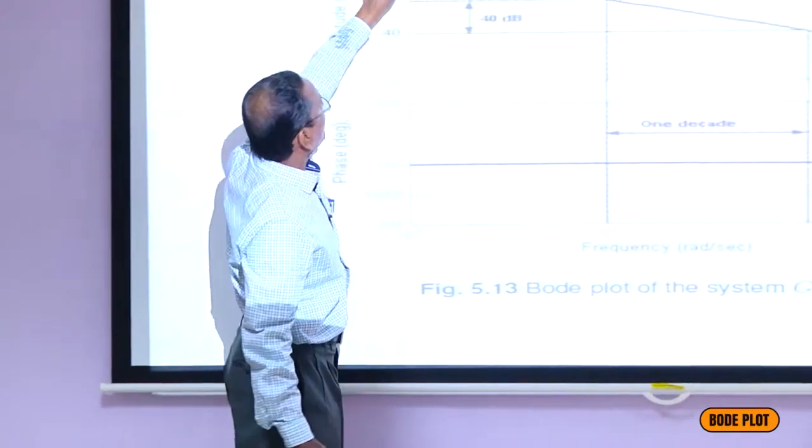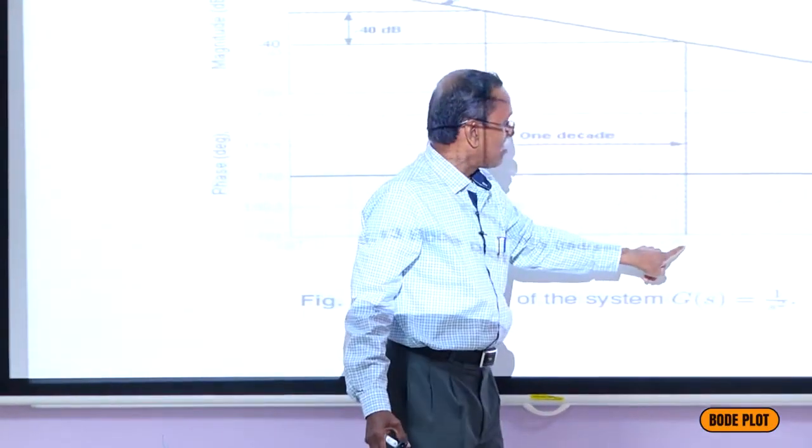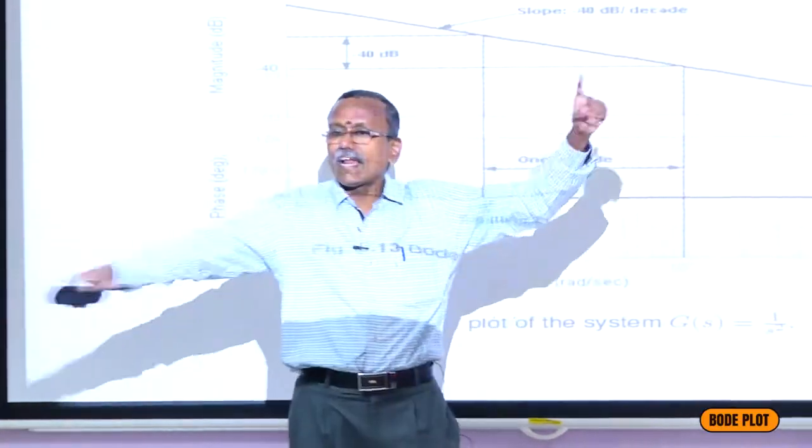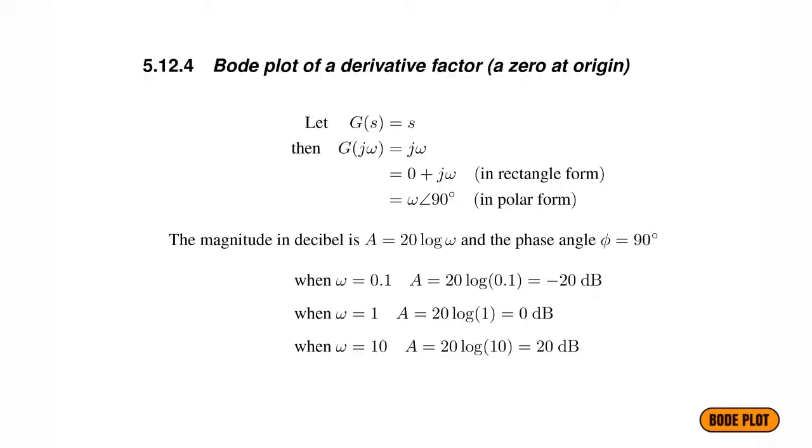Therefore, at 0.1 take 40, at 1 you take 0, again at 10 you take minus 40. Draw a line; that is the Bode plot for 1 by s square. Now the derivative factor. If the same s is in the numerator, then instead of 1 by omega, you will get omega. G of j omega equal to omega.